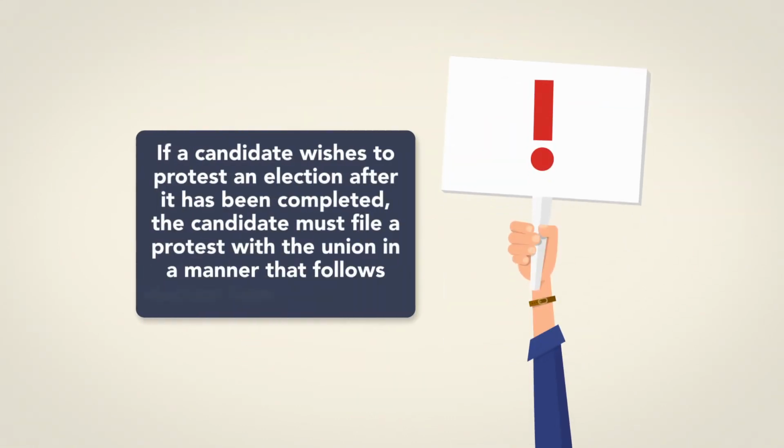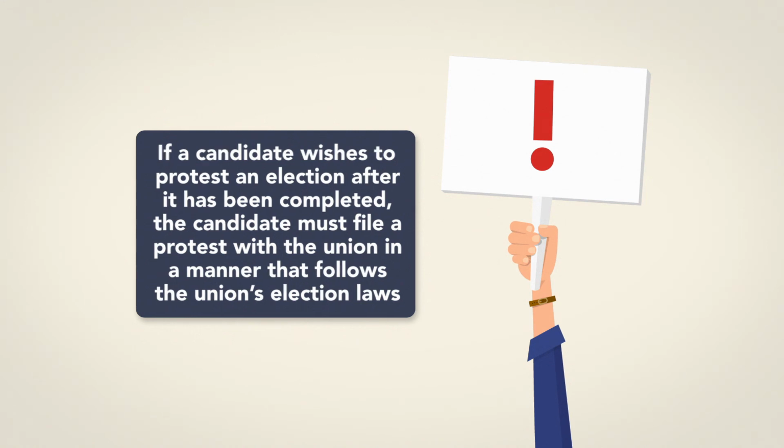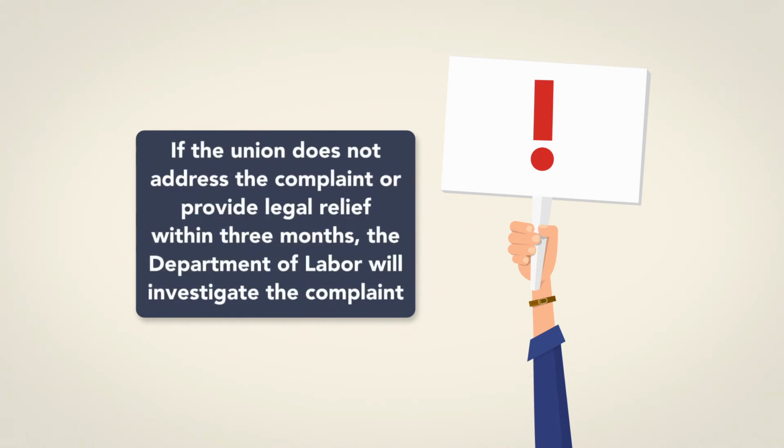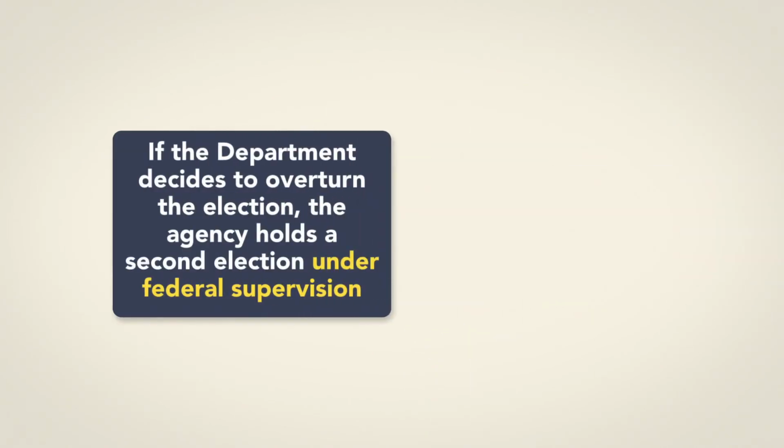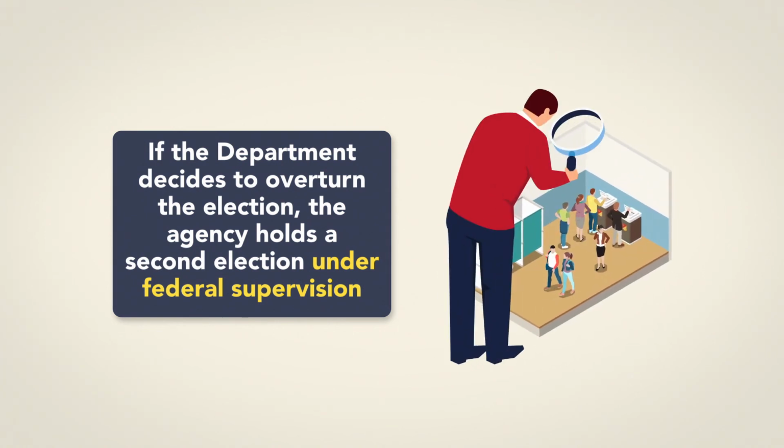If a candidate wishes to protest an election after it has been completed, the candidate must file a protest with the union in a manner that follows the union's election laws. If the union does not address the complaint or provide legal relief within 3 months, the Department of Labor will investigate the complaint. If the department decides to overturn the election, the agency holds a second election under federal supervision.